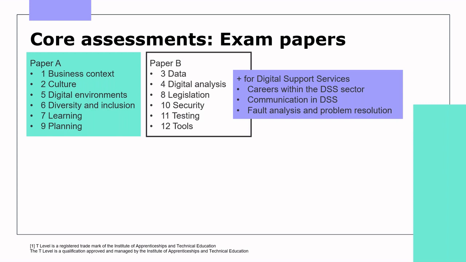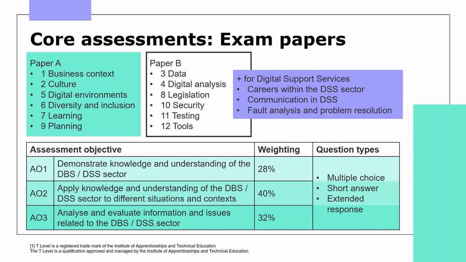And both digital paper A's are 2 hours long, but for paper B, digital business services is 2 hours and digital support services is 2.5 hours. And this is due to that additional pathway content for digital support services, or DSS.